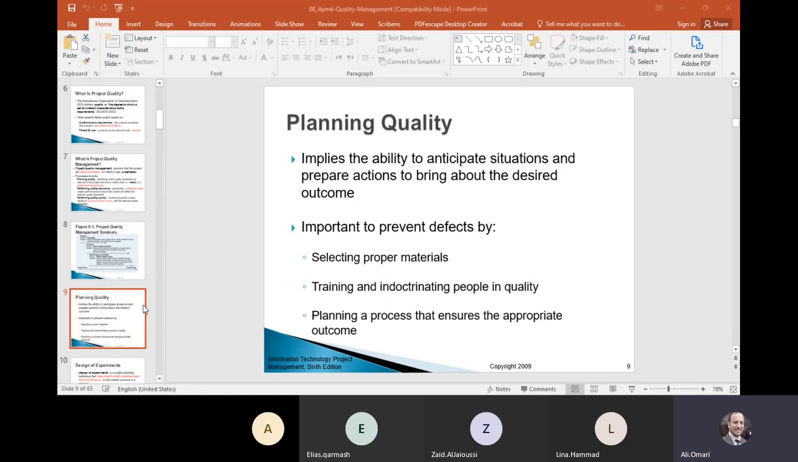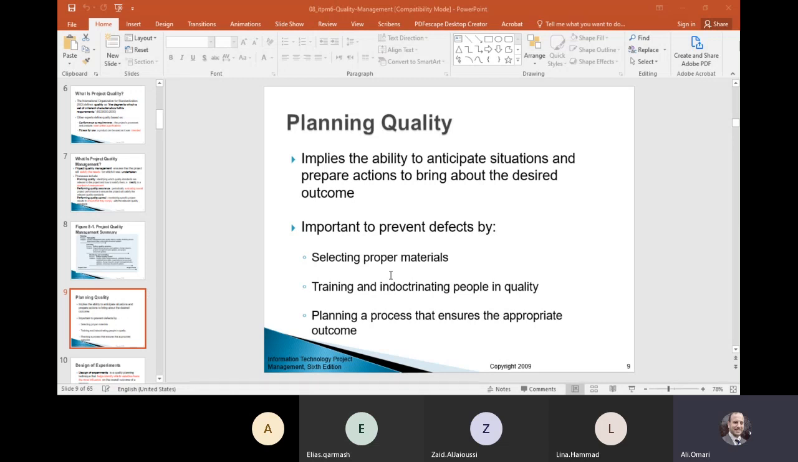So the planning aim is basically to try to prevent defects from happening by selecting proper material and introducing the people to the quality process, and we have to approach or think ahead, approaching the outcomes.